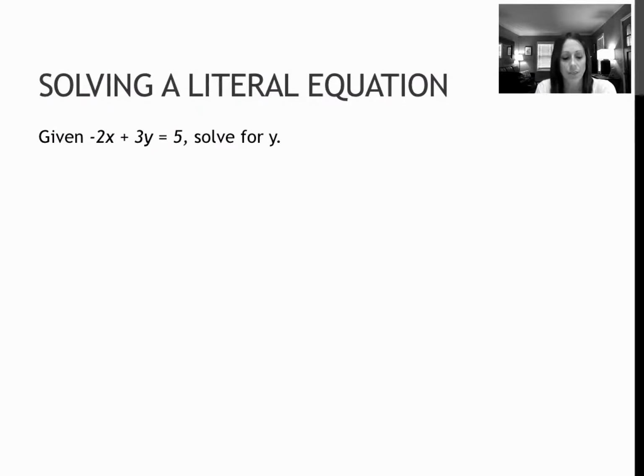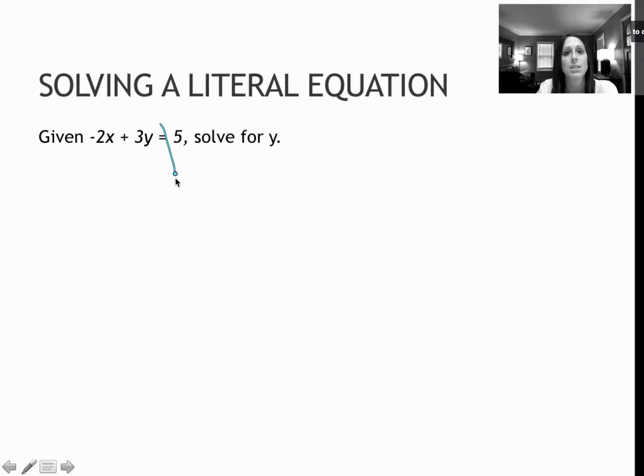Now these are less formulas, now they're equations. So I'm given the equation negative 2x plus 3y equals 5. I'm trying to solve for y. This comes into play for us quite a bit when we're graphing, because when we graph, we like to have y by itself. We'll get to that in a little while. But this is a really good skill to know how to do.